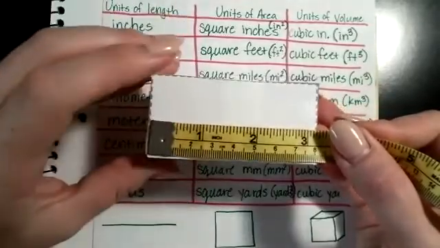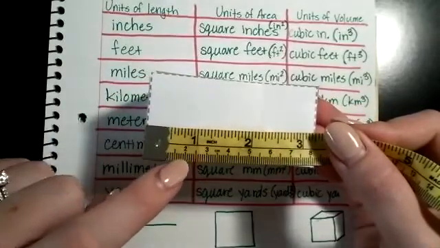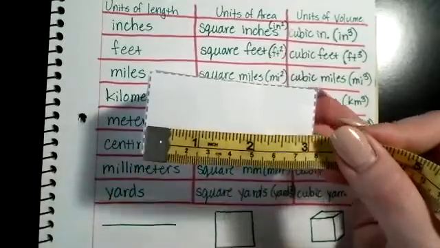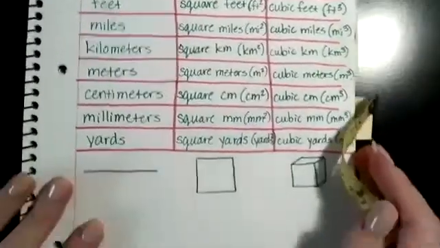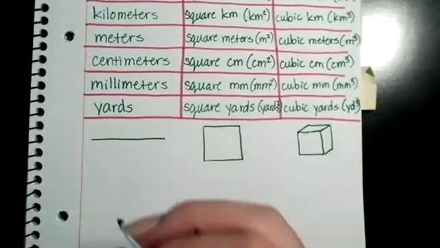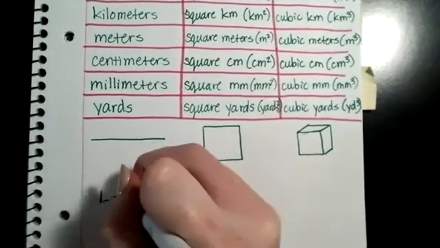Okay, so if here is where 0 is, I go 1, 2, 3, 4, 5, 6, 7, 8. It looks like it's ending right at 8 there. So let me write that down. My length is 8.